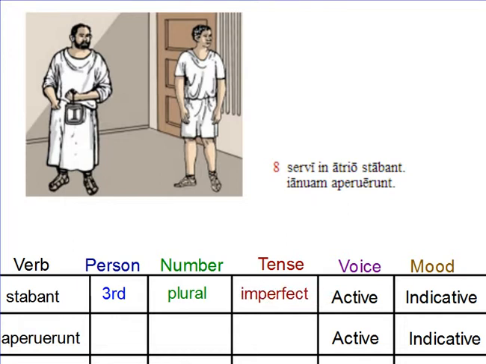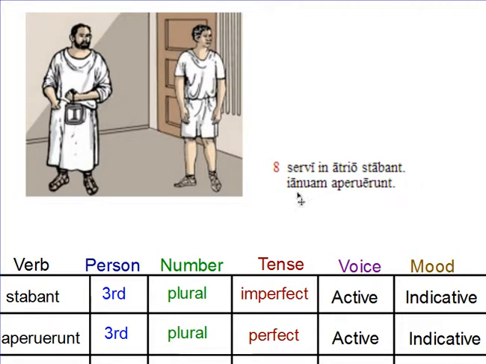Aperuerant has that nt, that third person plural ending, and when I move a little further, I see both a u and also that erant ending, both indicating the perfect tense. Third person plural perfect.